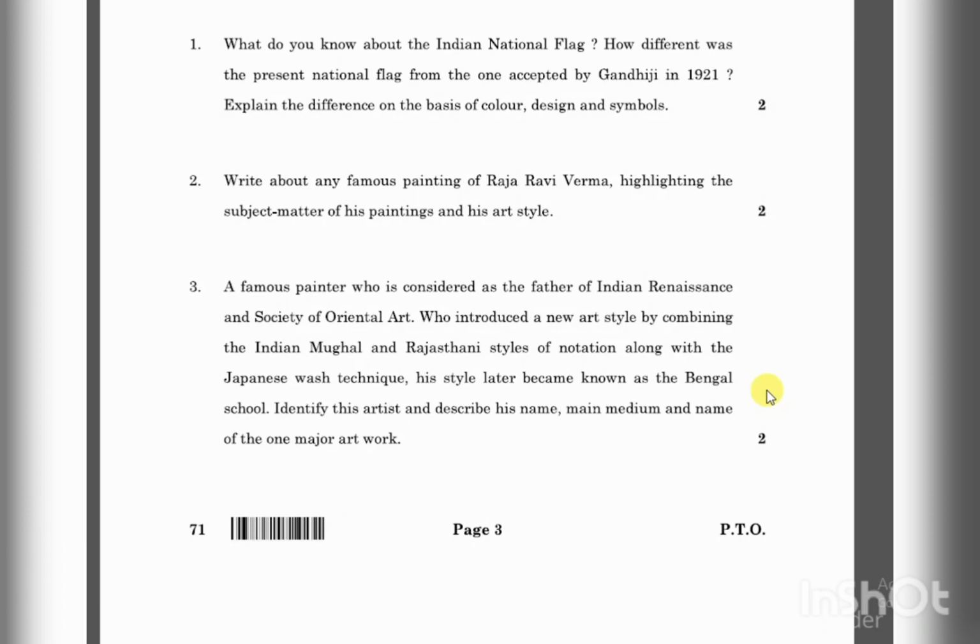So he takes up his bow and asks the ocean to make a way, to make a bridge so they can cross that ocean and reach Lanka.